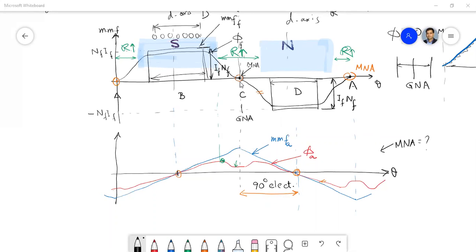Geometric neutral axis, then, is A and C for this field, magnetic poles.